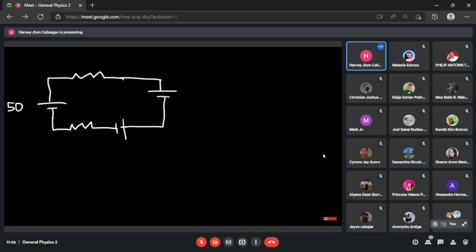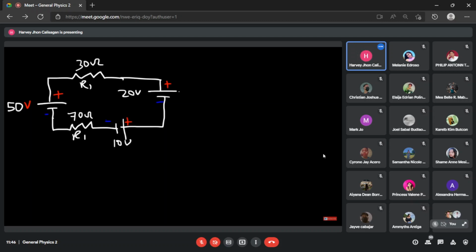So this is going to be a 50-volt battery. Here are the positive terminals. Here are the negative terminals. This is going to be 30 ohms. We'll call it R1. And then this is going to be 70 ohms, which we'll call R2. And this is going to be a 10-volt battery. And also, this is going to be a 20-volt battery.